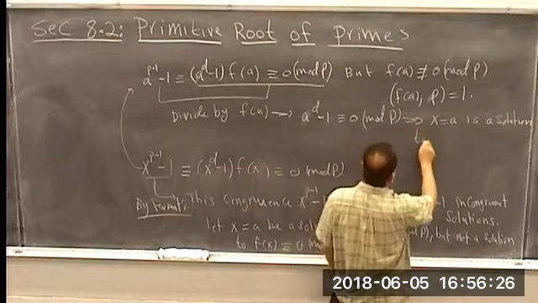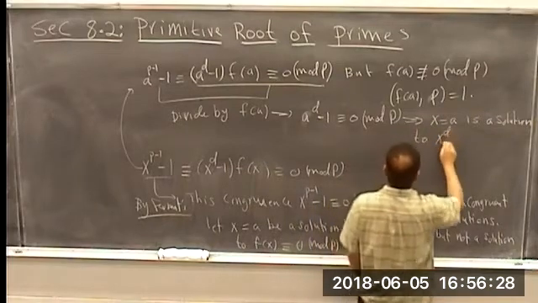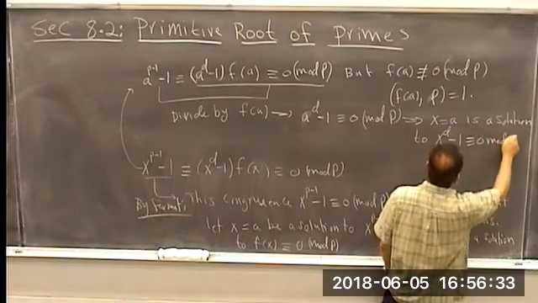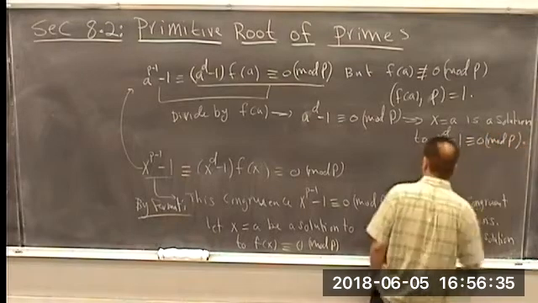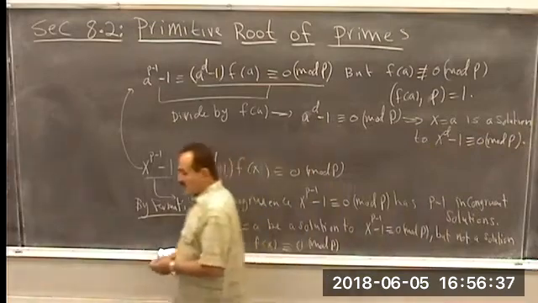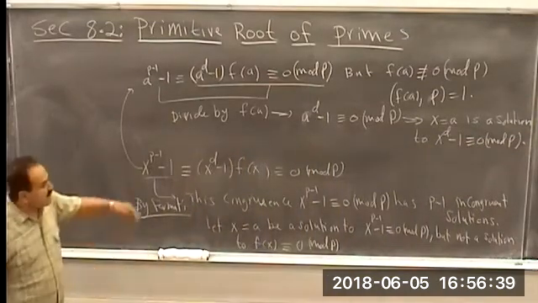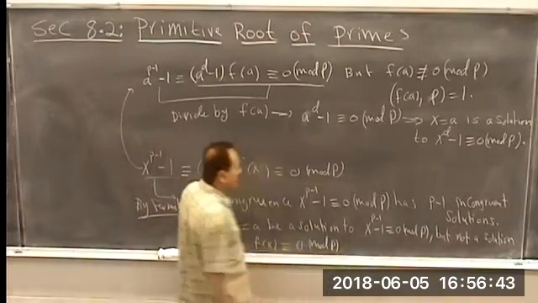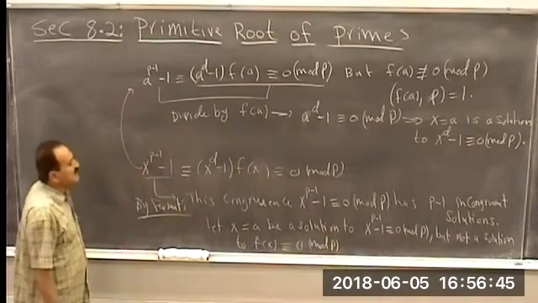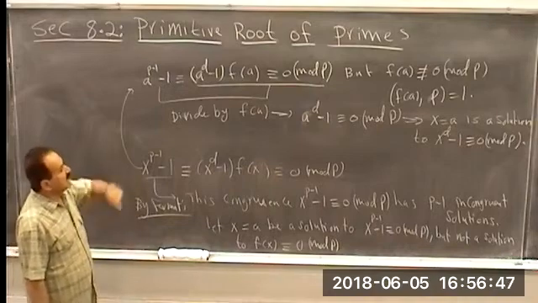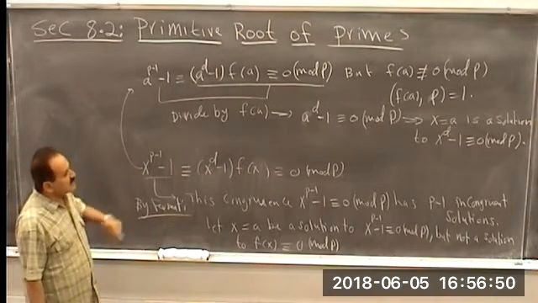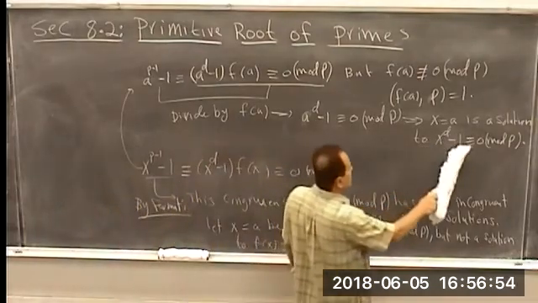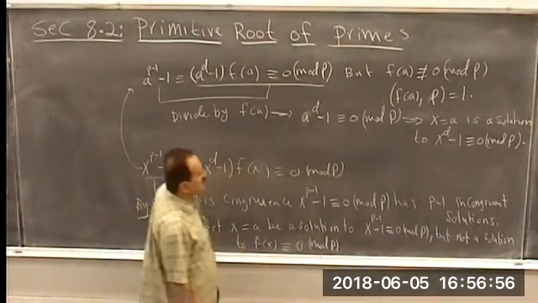To x to the d minus 1 congruent to 0 mod b. All right, what does this mean? That for every solution x equal to a to the original equation, x to the b minus 1 congruent to 0, this will correspond to a solution to x to the d minus 1 congruent to 0 mod b.